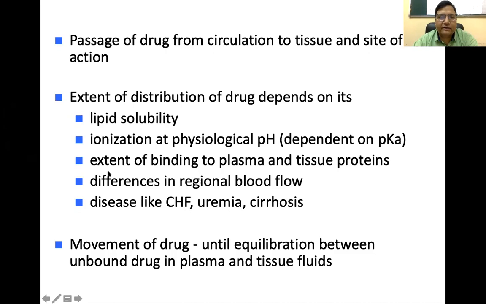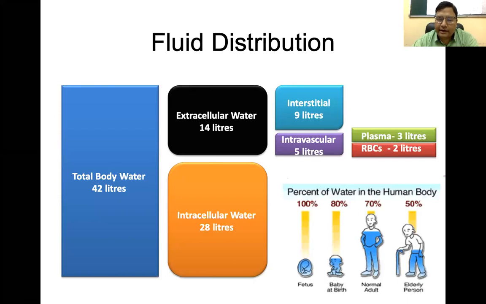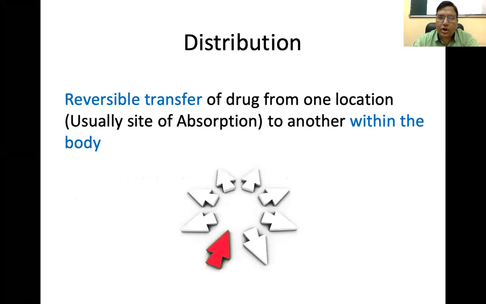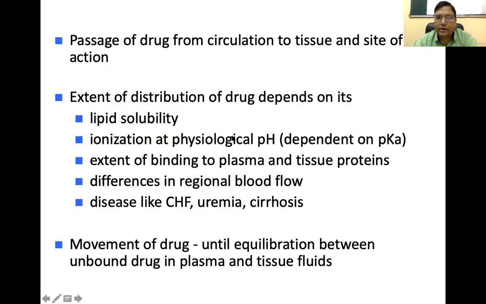Then the third factor which influences distribution is the extent of binding to the plasma proteins or the tissue proteins. The drug which is bound to plasma protein is largely confined to the intravascular volume, so it is not going to get distributed in the body. So if a drug has high binding to plasma protein, it will be less distributed. And if it is bound to tissue proteins also, then it will be less distributed.